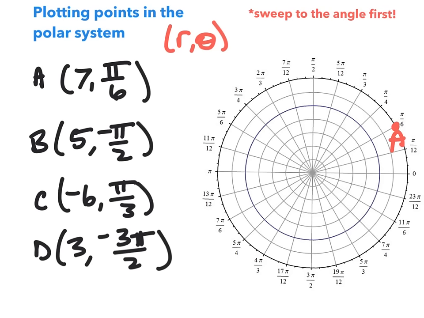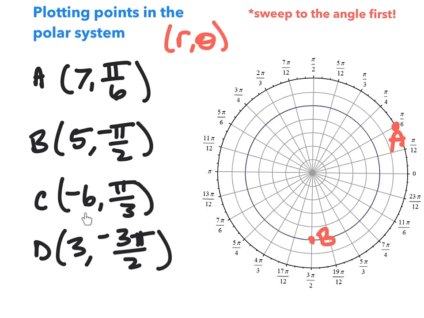For B, we're first going to go to the angle negative pi over 2. So whereas pi over 2 is right here at 90 degrees, we're going to go negative 90 degrees to this angle right here. Then we're going to count out from the origin positive 5. So from the origin on this angle, we're going to count out 5 rings to get our dot right here for B.